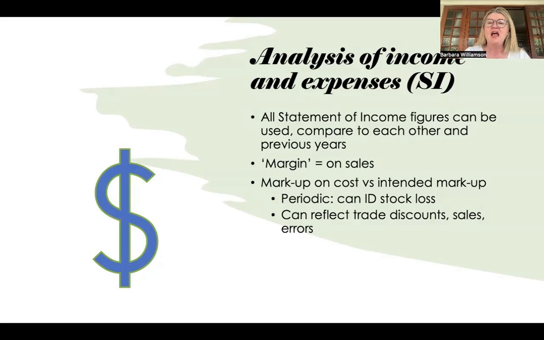So please don't say that you can do the calculation of actual markup to identify stock loss in perpetual, because you can't. However, for both systems, if you have not managed to achieve the intended markup, it could be an indication that either your cost of sales is too high or your sales are too low for whatever reason. This could include things like having trade discounts or even just having errors. Sometimes you miscalculate something, and then if it gets recorded incorrectly, that would also have a result. Control of expenses is important.